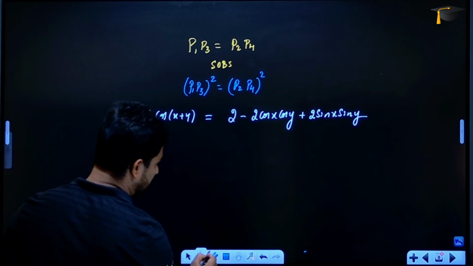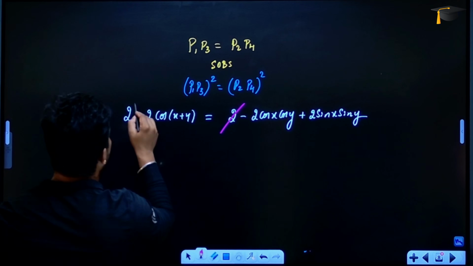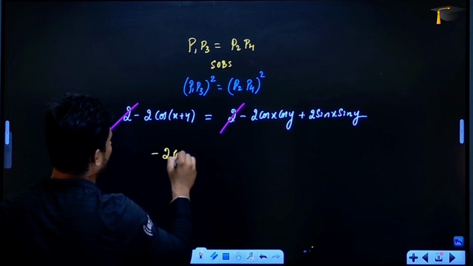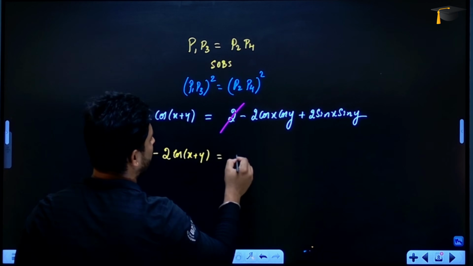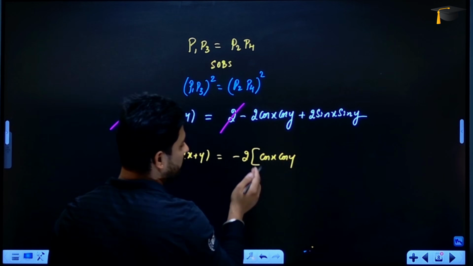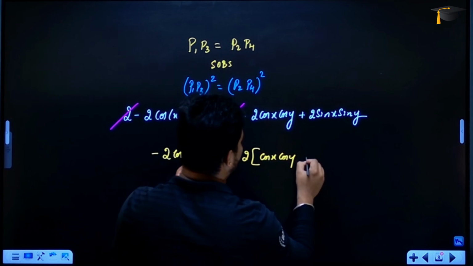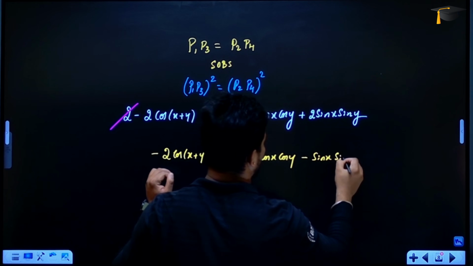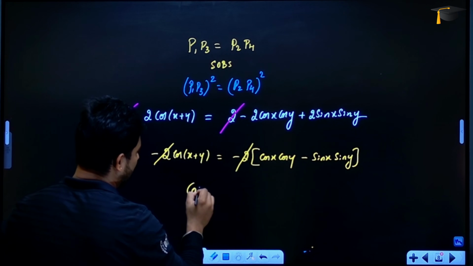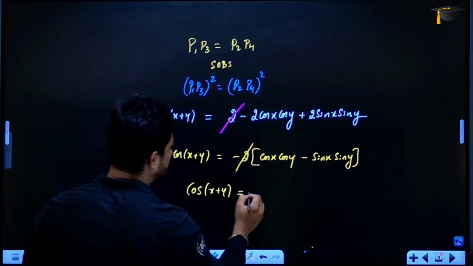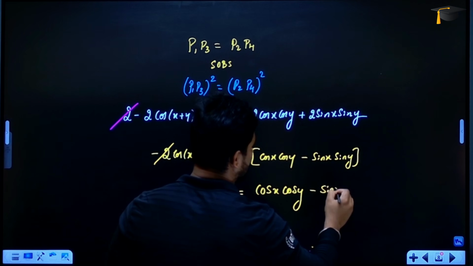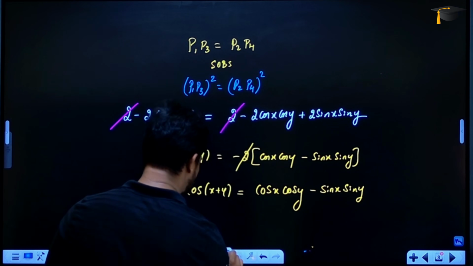Okay, now first of all, in this we can cancel the 2 and 2. Because it's an extra additional term, we can cancel it off. So I'll write minus 2 cos of x plus y is equal to, I'll take minus 2 common, so we get cos x cos y minus sin x sin y. Now these minus 2 and minus 2 can also cancel. So finally we reach the last step of the derivation: cos of x plus y is equal to cos x cos y minus sin x sin y. So this is the derivation.